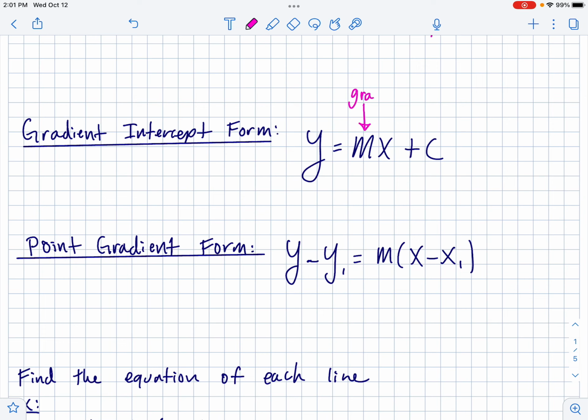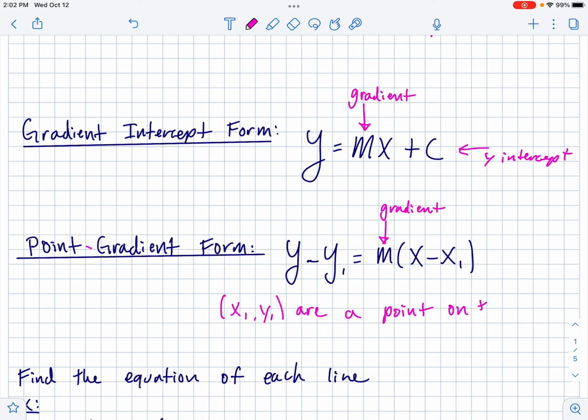Last class, we definitely talked about this form where this is your gradient and this is your y-intercept. But what we didn't talk about is point-gradient form. I feel like there's a hyphen there. Point-gradient form means that this is still your gradient, but now x1 and y1 are just any point that's on the line. So we'll say that x1, y1 are a point on the line.